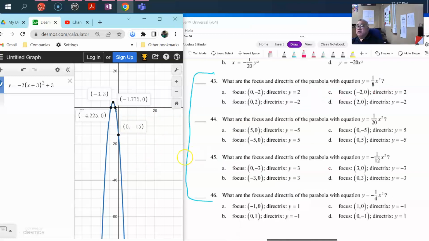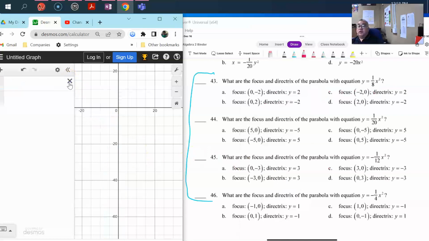So, yeah. 43. It says, what are the focus and directrix of the parabola? So, what I'm going to do is I'm going to use Desmos. Okay. So I have y equals 1/8 x squared. So the focus is 0, negative 2. So let me graph that. 0, 0, comma. Okay, well, we know that's wrong because the parabola always opens towards the focus. So that's okay. So let's graph negative 2, 0.